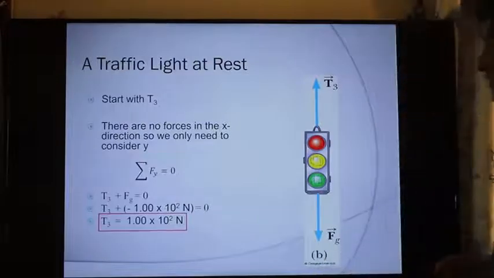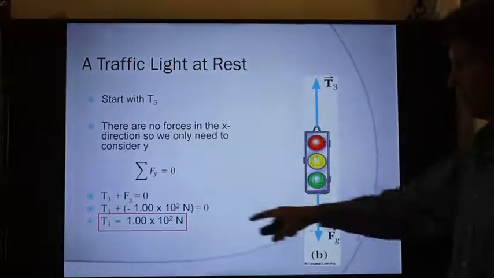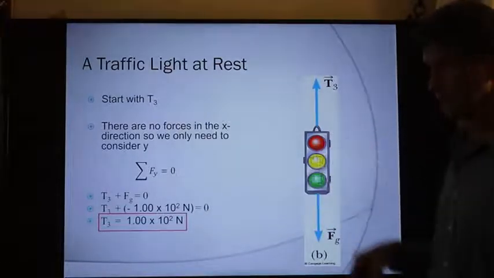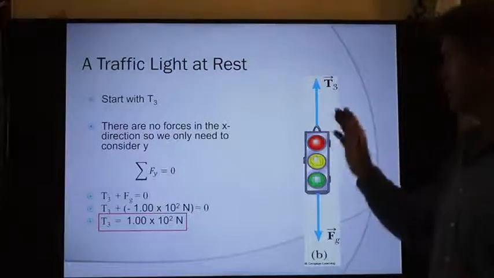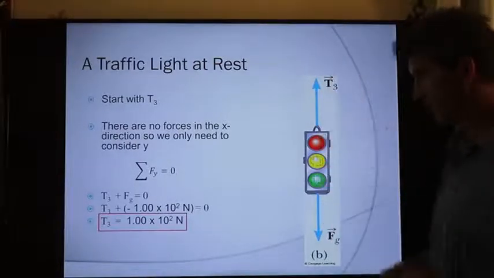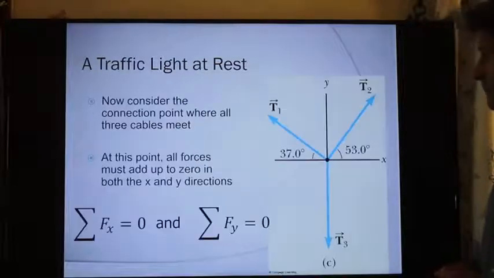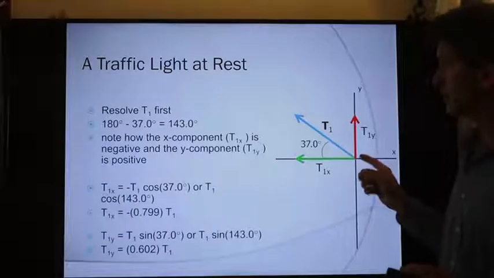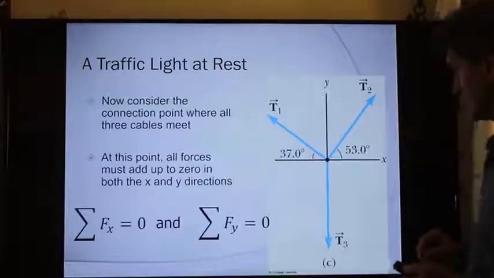All right. Let's start with this. We know T3 is 100 because if you solve the condition for mechanical equilibrium for the traffic light, T3 has to be pulling up as hard as the weight pulls down. That's easy. We'll go to the junction of the different cables first.